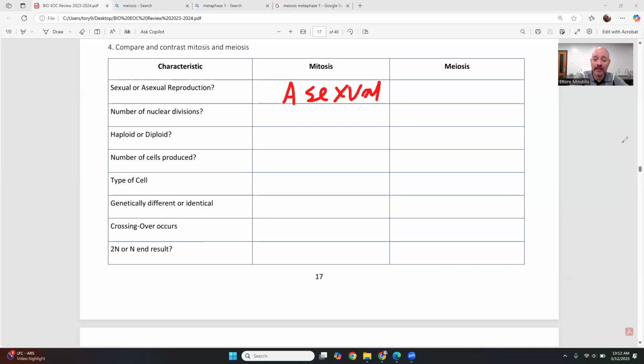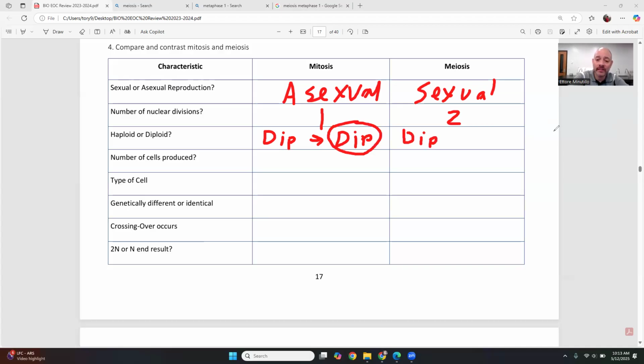And meiosis, that has two parents because of egg and sperm cell, is going to be sexual reproduction. Number of divisions. Mitosis is going to divide one time. Meiosis divides two times. Haploid or diploid. Mitosis is going to go from a diploid cell, make a perfect copy to end up with a diploid cell. So diploid. On meiosis, it's going to start with a diploid cell and then go through two divisions to make haploid cells. So meiosis is about haploid cells.